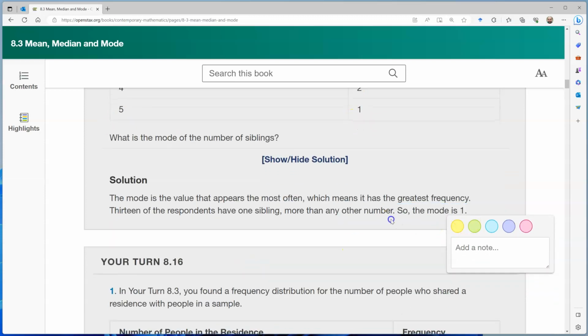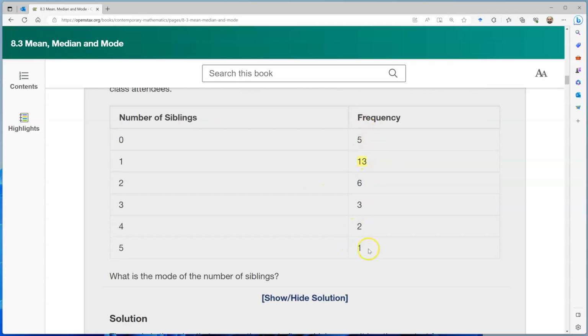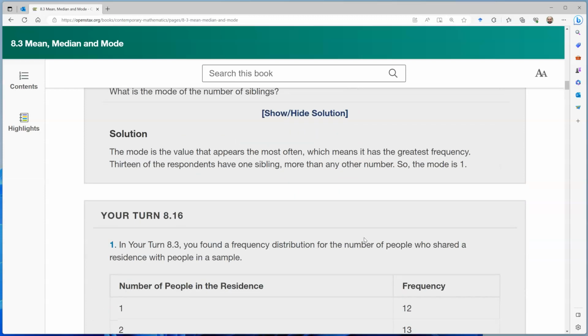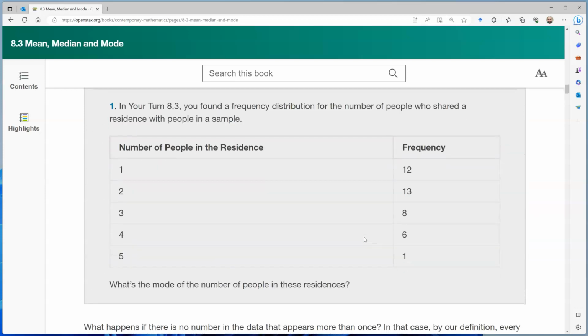And so if we look at the solution, you will see the mode is 1 because 13 people had 1 sibling. So looking at a frequency distribution is really quick. You're just looking for who had the highest number. Now, if they matched, of course, it would be multimodal or trimodal, so forth and so on. So this one's really quick and easy. For your turn, if you want to just pause it real fast and read it to see what it is, I'll give you a moment to pause. All right. So if you picked it out real quick, 13 is the most. So 2 would be the mode of the number of people in the residence.